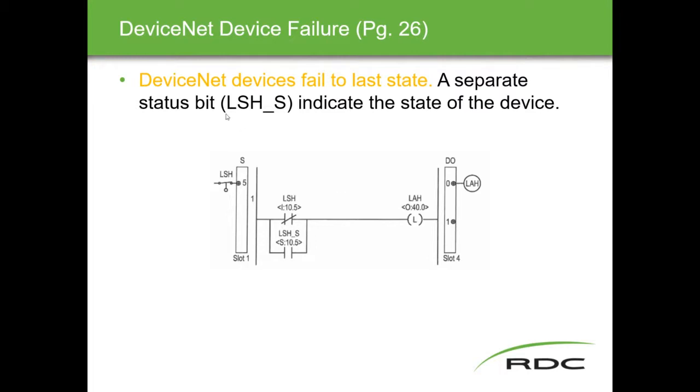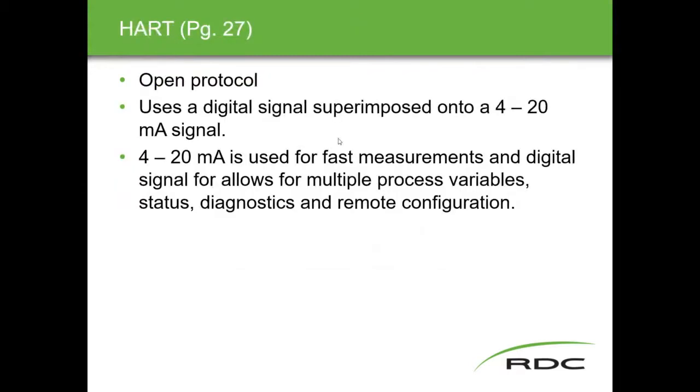10.5, which is telling us what the status of the level switch is. And that's a characteristic of DeviceNet. So, fails to last state. Most systems fail to last state, but they make particular note of this in DeviceNet. Okay, HART, how does this look compared to DeviceNet?